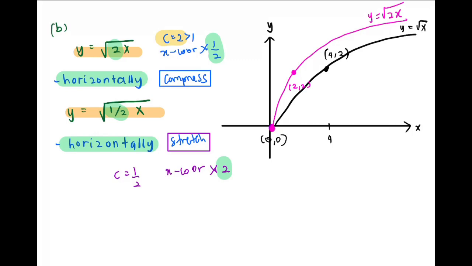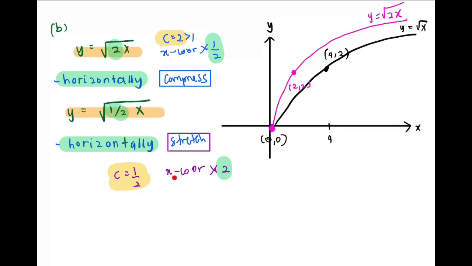Now let's see another question here, y equal to square root of half x. So now something is multiplied inside the function, attached to your x. So you know something will happen horizontally. Whether this is stretched or compressed depends on your C. So now your C is equal to 1 over 2. This C here is between 0 and 1, meaning that this is a stretch. So we are doing a horizontal stretch.